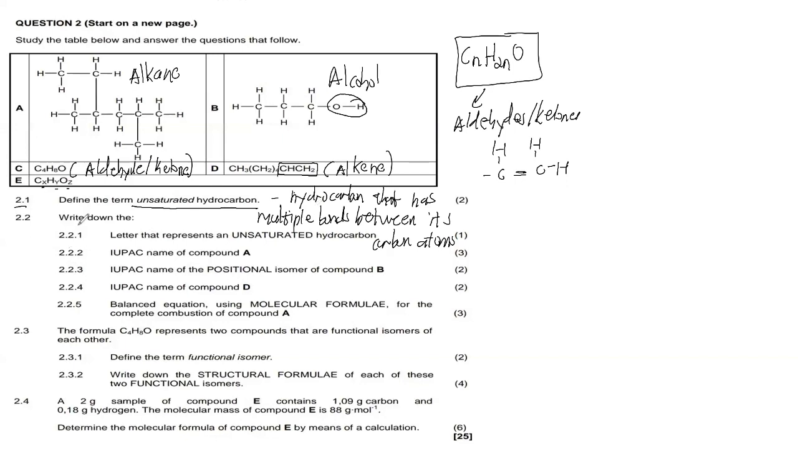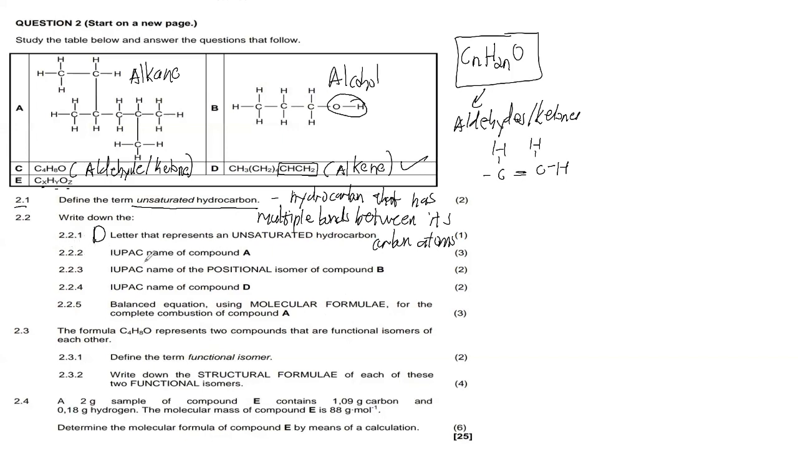alkyne. Now, 2.2.1 says a letter that represents an unsaturated hydrocarbon. Because we have already identified that unsaturated hydrocarbons are either alkenes or alkynes, looking at our table, we can see that the only unsaturated hydrocarbon that we have here is D, which is an alkene. So for 2.2.1, our solution is D.